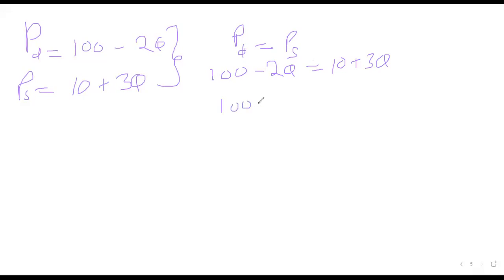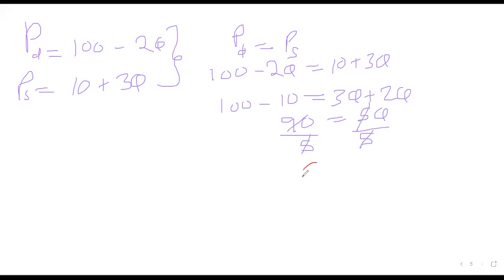The numbers on one side, then we put the what? The letters on one side. So here we have 90 is equal to 5Q. When we divide both sides by 5, our equilibrium quantity, we're going to get 18.